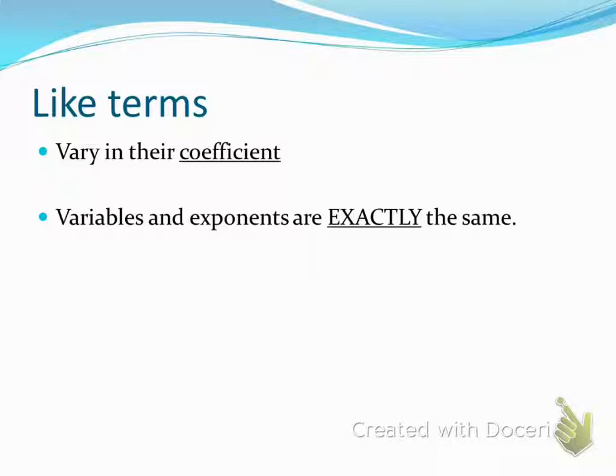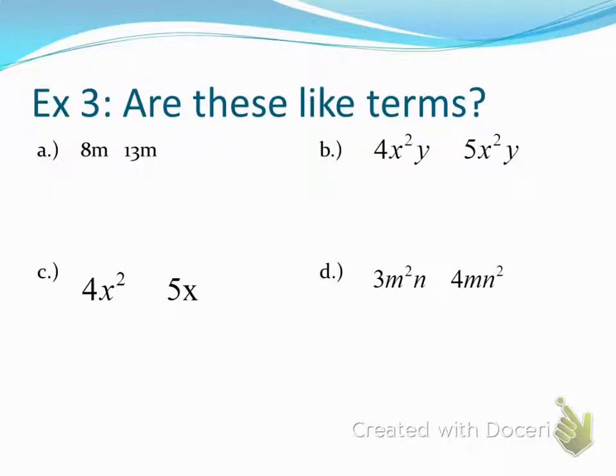All right. Like terms vary in their coefficient. Variables and exponents are exactly the same. Get those blanks filled in. All right, for our next set of examples, we just have to determine, are these like terms? All right, so to determine if they're like terms, we want coefficients to be different, but we want variables and exponents to match. They have to be exactly the same.